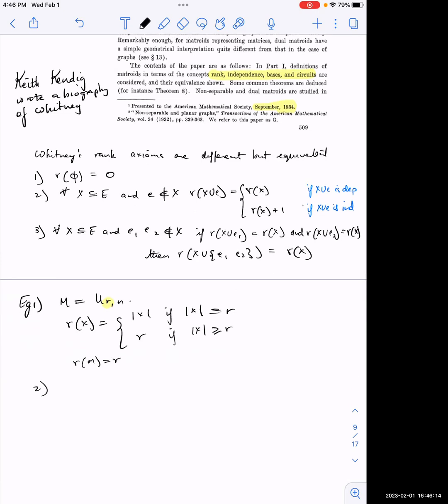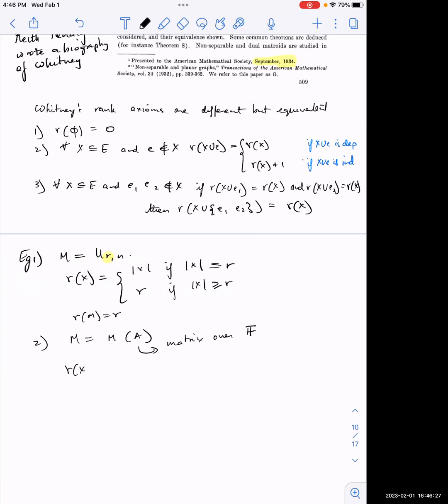In our second example, in matrices, right? So M is equal to M of A, where A is a matrix over F. Then rank of X is the dimension of the subspace spanned by the columns in A labeled by the set X in the vector space.